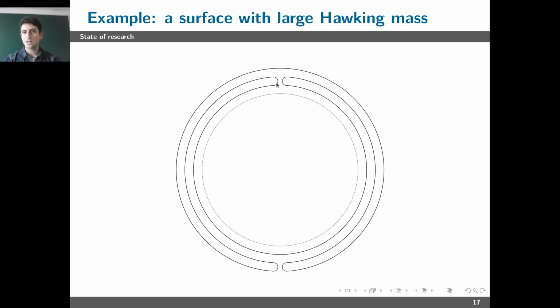Now what you can do is glue small minimal bridges between these copies to obtain a connected surface, and then the Willmore energy of this glued together surface is still going to be very small. But it now has about 3 times the area of the horizon. And iterating this procedure, you can produce a surface of arbitrarily large Hawking mass.